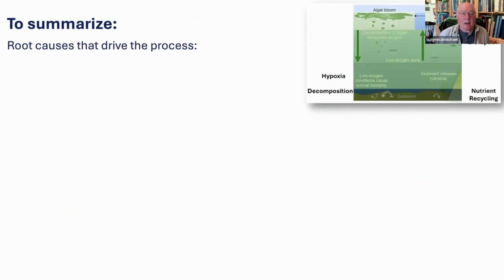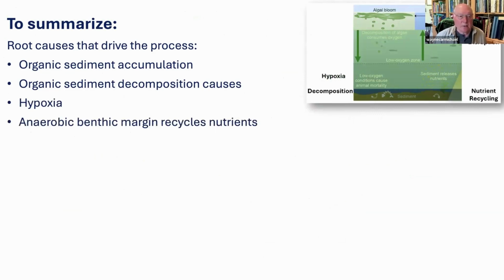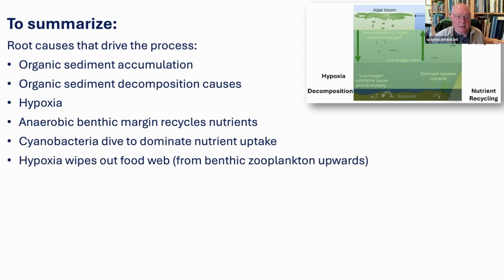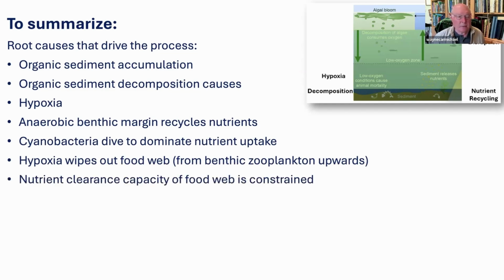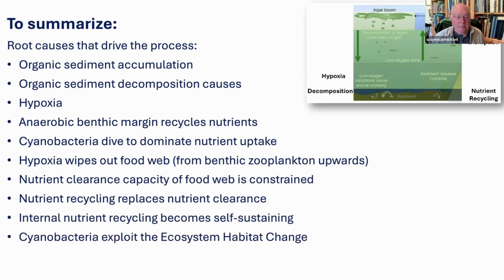Summarizing, the root causes that drive this process are organic sediment accumulation, which leads to decomposition, which leads to hypoxia, which leads to recycling of the nutrients instead of nutrient removal, especially at those anaerobic benthic margins. And the cyanobacteria can take advantage of that by diving and dominating nutrient uptake. The hypoxia diminishes or even removes the food web, especially the zooplankton and even upwards to fish. Nutrient clearance capacity of the food web is constrained. Nutrient recycling replaces nutrient clearance. Internal nutrient recycling becomes self-sustaining. Cyanobacteria exploit the ecosystem habitat change.